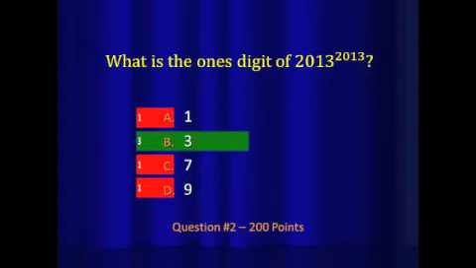Right. And so the powers of 3: 3 to the first ends in 3, 3 to the second ends in 9, and then 7, and then 1, and then it turns out that 2013 has a remainder of 1 when you divide it by 4. And so it's a cycle of 4, and so that would bring you back to 3 to the first. Yes, very good. Thank you for the explanation, Francis.